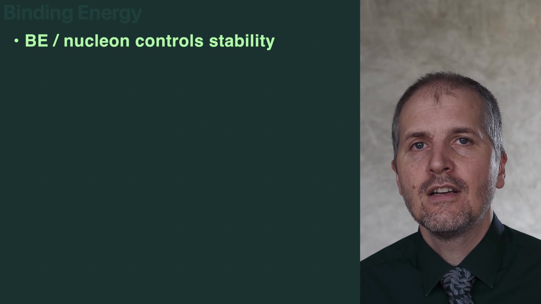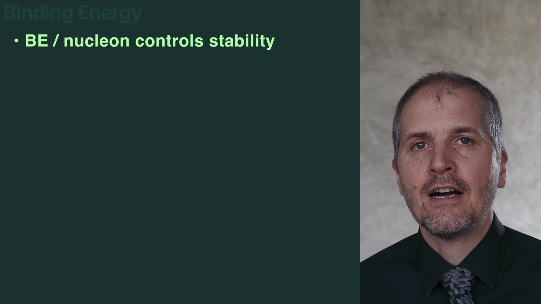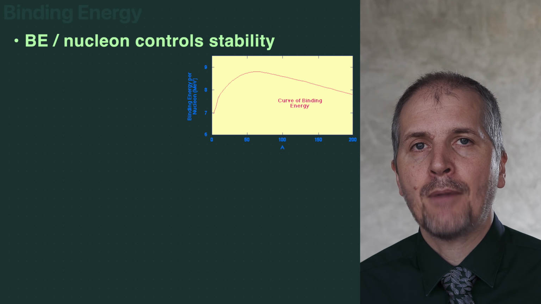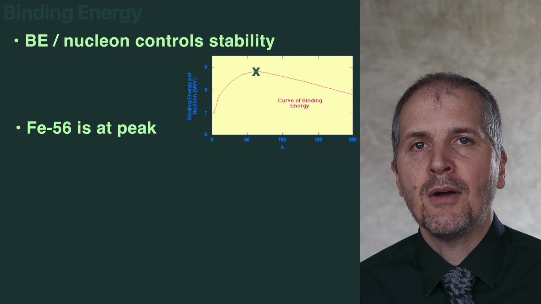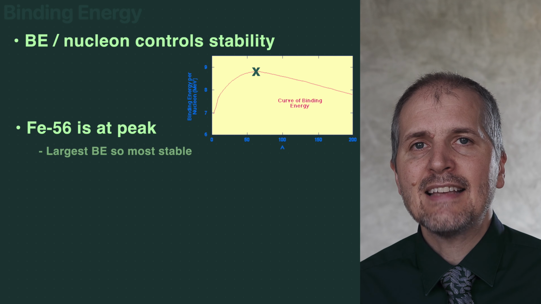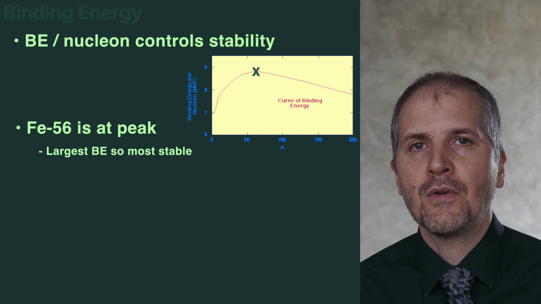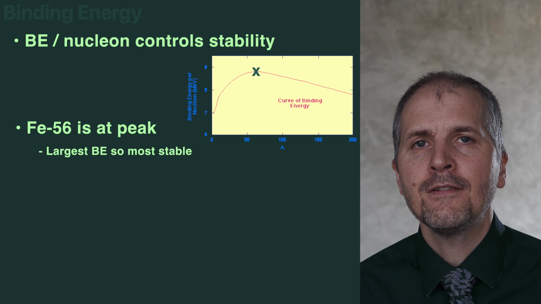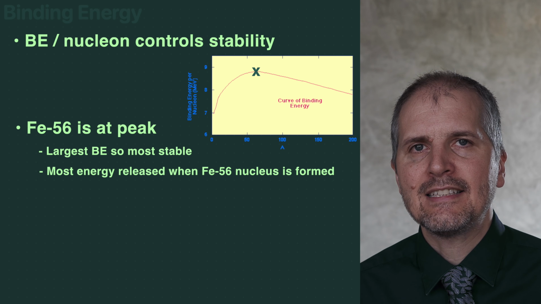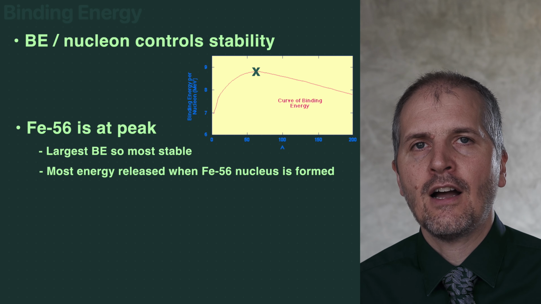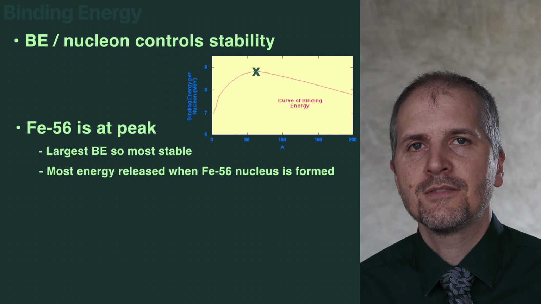So now we know how the binding energy, or more correctly, the binding energy per nucleon, affects the stability of the nuclei, and we've seen the shape of the binding energy per nucleon curve. We've seen that at the peak, iron 56 is the most stable nucleus, and that has the largest binding energy per nucleon of all the nuclei in this curve, which means that the most energy is released when a nucleus of iron 56 is formed.